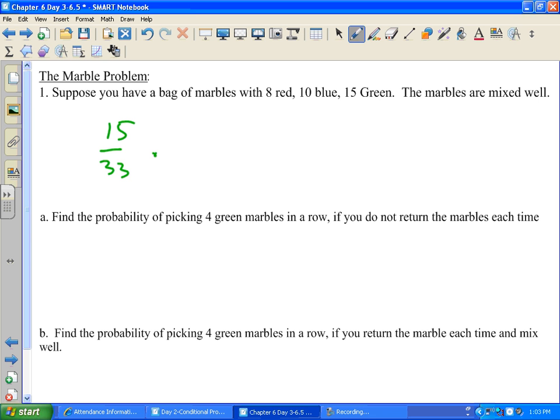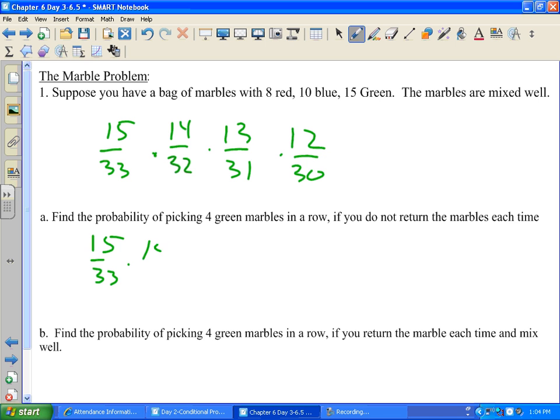You don't put them back. That means there are now 14 green marbles out of 32. You don't put that one back, so there are 13 green marbles out of 31. Then there are 12 green marbles out of 30. We would multiply those events together: reaching into the bag, then reaching in again, and again. Non-replacement means I pulled out a green marble and set it down. If you put the marble back in the bag, that would be 15 out of 33 times 15 out of 33 times 15 out of 33 times 15 out of 33.